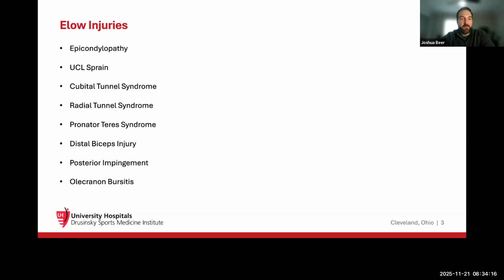So today, as far as the elbow goes: epicondylopathy, UCL sprain, a variety of nerve impingements, distal bicep injuries, elbow impingement, and then lastly, olecranon bursitis, which I know is not really a classic injury per se, but I would say outside of epicondylopathy, it's probably the most common thing that I'm seeing patients refer to my clinic for. So a review of that would be helpful.